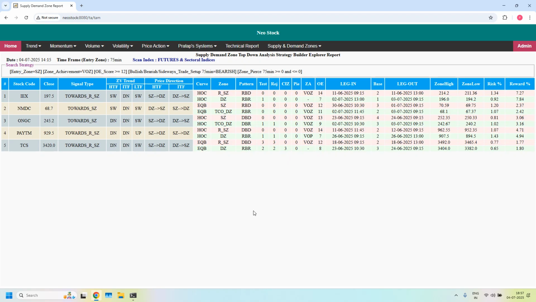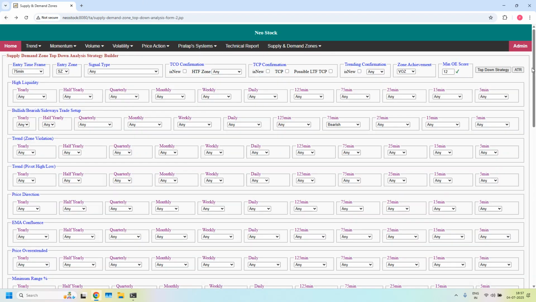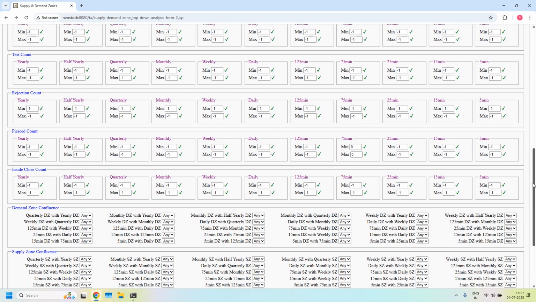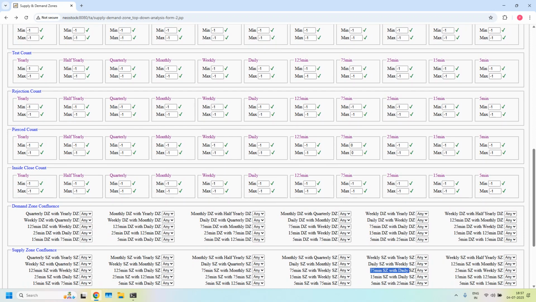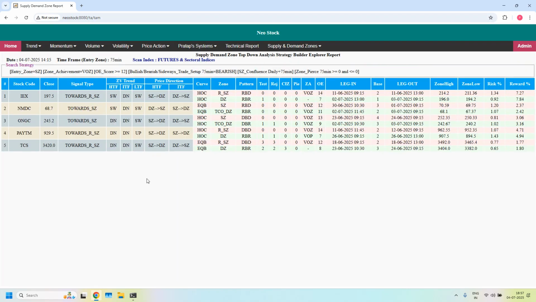So first filter is LTF and ITF supply zone confluence. That is nothing but 75 minutes and daily supply zone confluence. I enable the filter and applying the filter. Again we got all 5 stocks. That means in all the 5 stocks, these 75 minutes supply zones are overlapped with daily supply zone. And also daily trend, that is ITF trend is down in all the stocks.